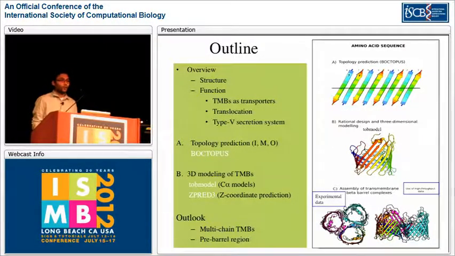The brief outline is as follows. I'll try to give you a rough idea about how their structure looks. Then why they're important. There are a few groups working on it, but a few more coming up, so it will be interesting to find out why we want to work on them. And then I'll discuss some results based on our two publications. One is WalkTopus, which is where we get the topologies from, and then the 3D modeling using TopModel.